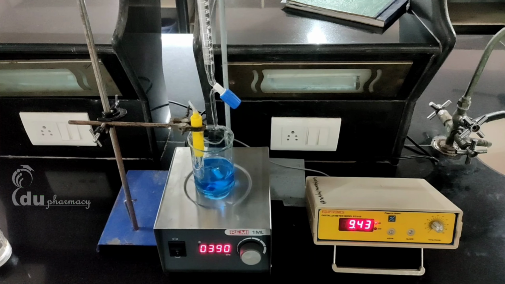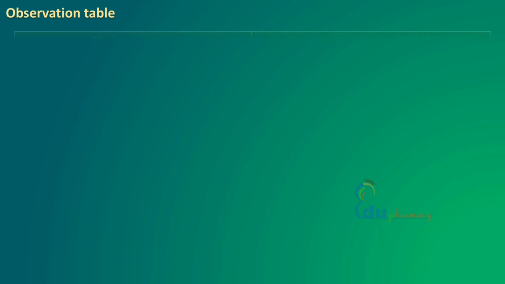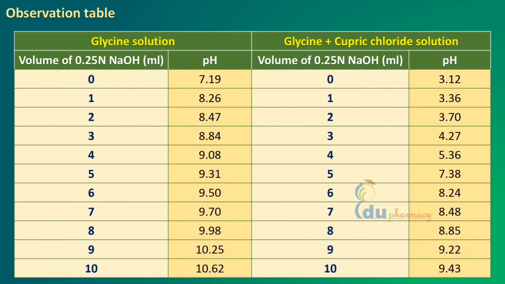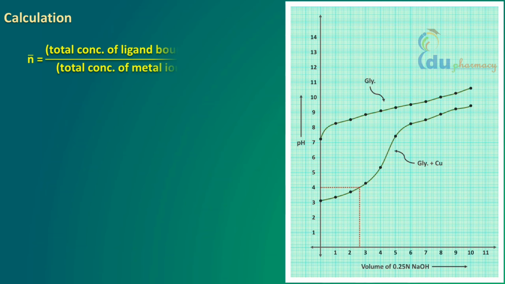Here you can see all the values of titration for both solutions are recorded in the observation table. From this reading, we can plot a titration curve. The titration curve is a plot of pH versus volume of 0.25 normal sodium hydroxide added. From this graph, first we will calculate the donor-acceptor ratio using the equation.